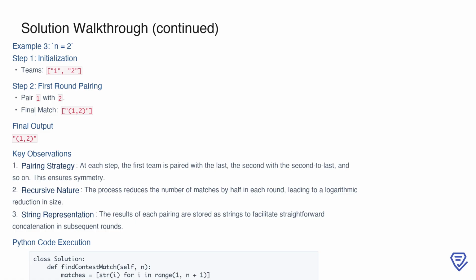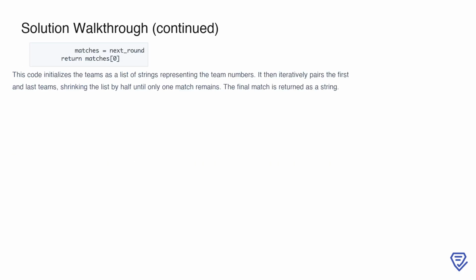Finally, the use of strings to represent the matches allows for straightforward concatenation of results as we progress through the rounds. The Python code provided demonstrates how this process can be implemented programmatically. The code begins by initializing the teams as a list of strings representing the team numbers. It then enters a loop that continues until only one match remains.